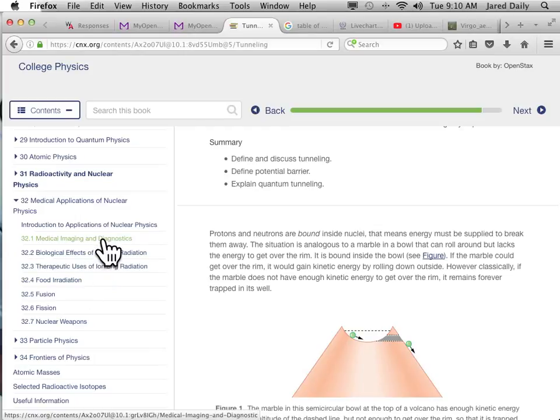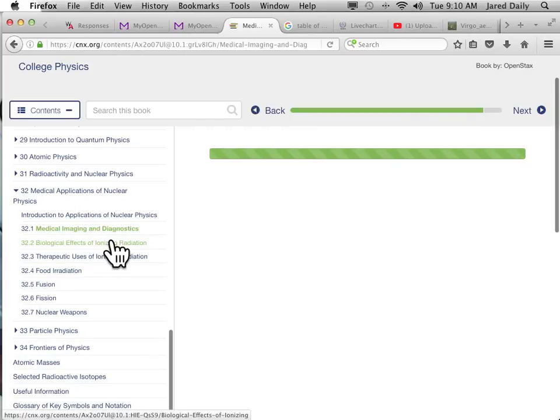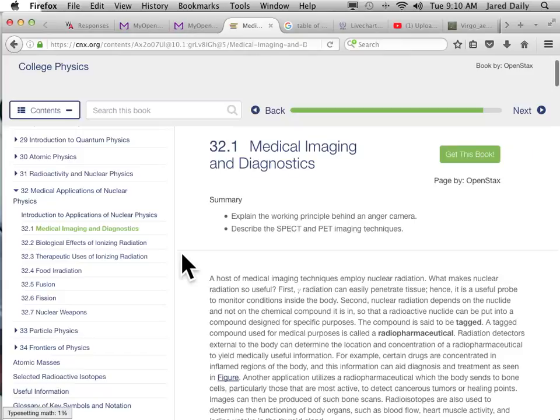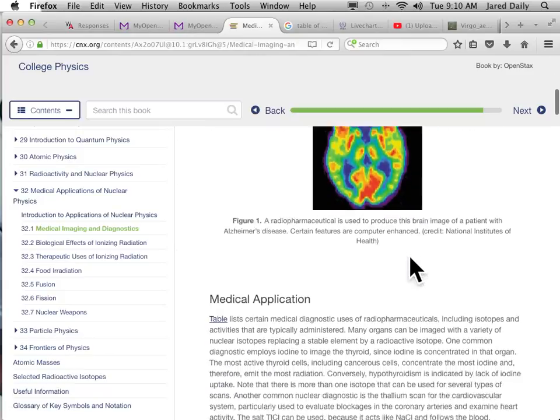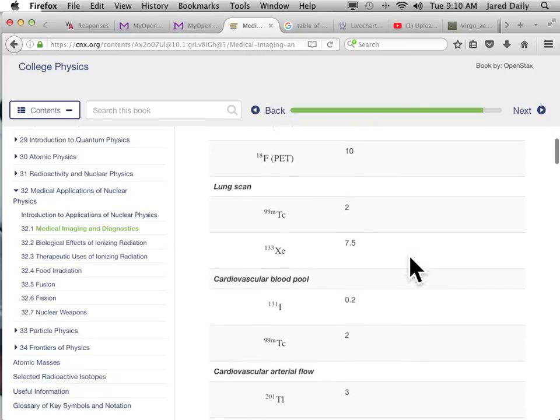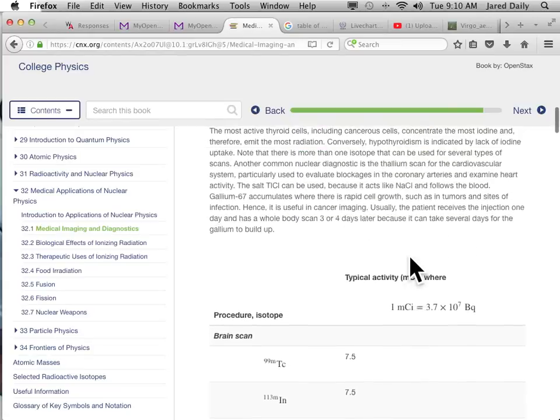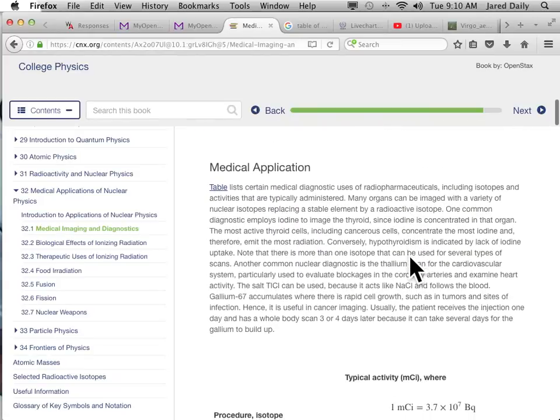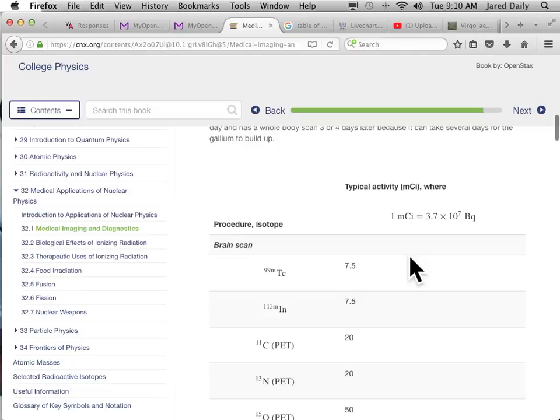Medical applications. There's some rather cool stuff that goes on with medicine and nuclear physics. And we learned a little bit about this when we went to the hospital. They use many different isotopes. They put many different kinds of isotopes in the body, actually, that are radioactive. And these isotopes are specifically designed.